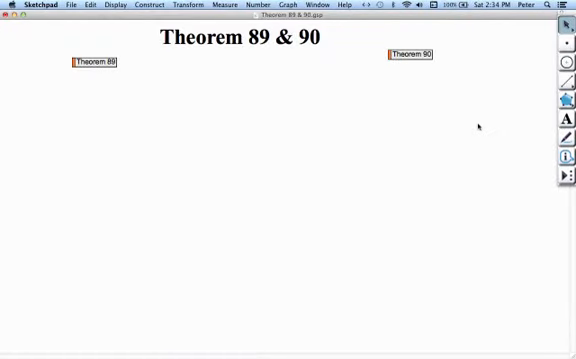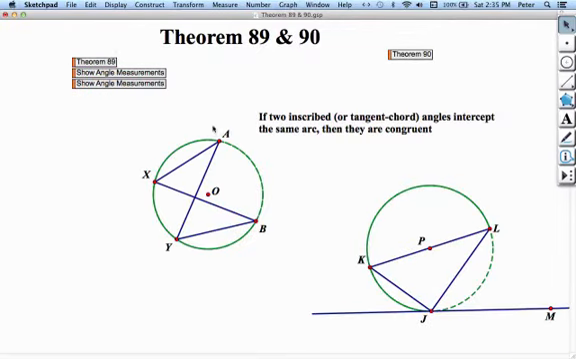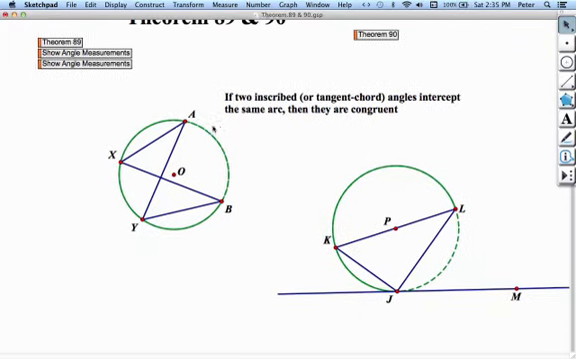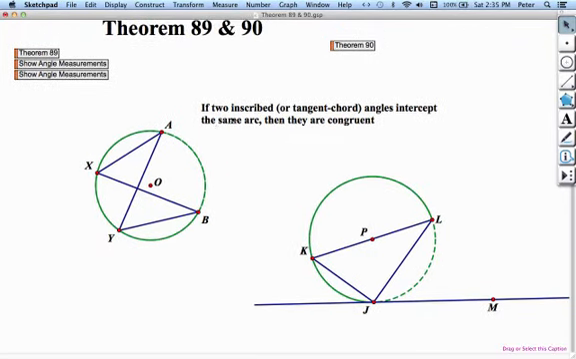Okay, the first two theorems, 89 and 90, deal with congruent inscribed angles and congruent tangent chord angles. And let's look at what the theorem says. It tells us that if two inscribed or tangent chord angles intercept the same arc, then they are congruent. Well, let's talk about that. Suppose we see, or we know, that angle X intercepts arc AB. And we also know that angle Y intercepts arc AB. What do you think that implies for the measure of angle X and angle Y? Well, according to the theorem, they'd be congruent.